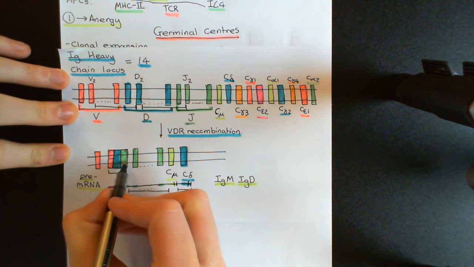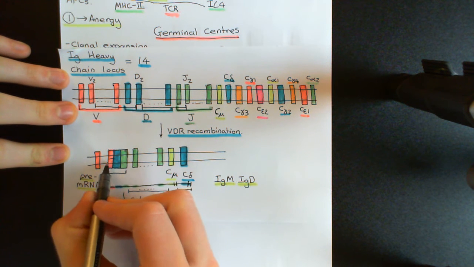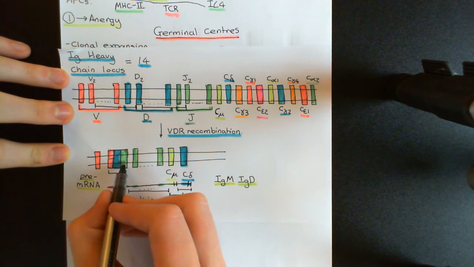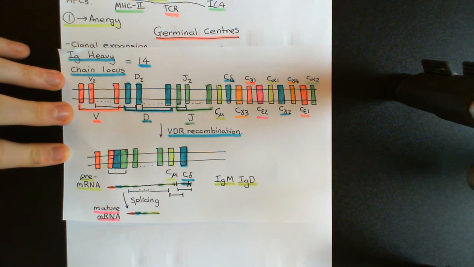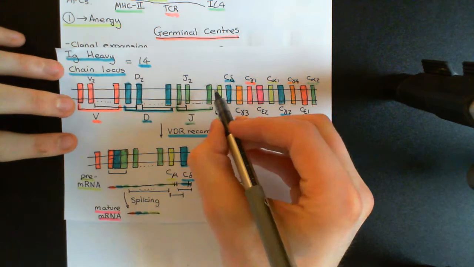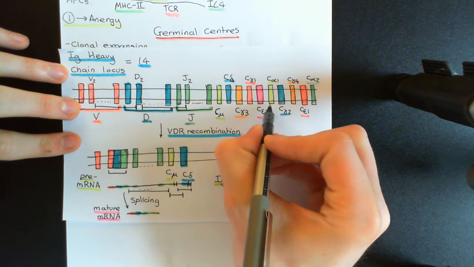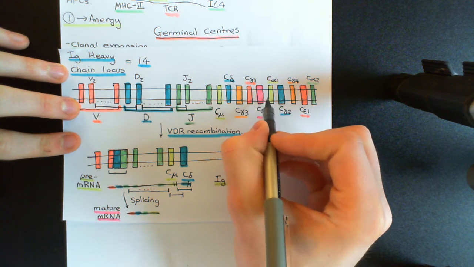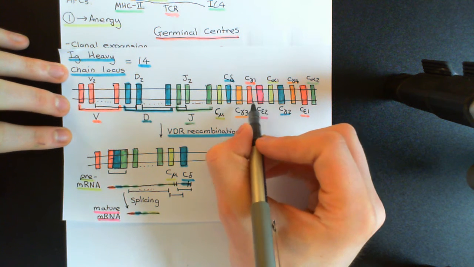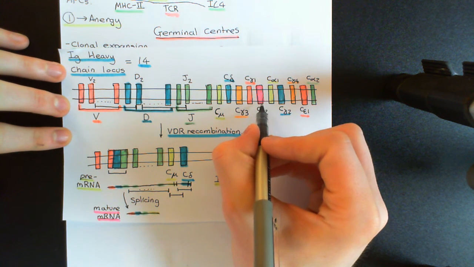Okay, and this is the region that they'll be introducing point mutations into, where we've got the selected variable diversity and joining gene segment, which codes for the variable region of the immunoglobulin heavy chain. Now, what can happen in these B cells in the B cell germinal center is that they can start cutting huge bits of the DNA out, and this is how they're actually going to change which immunoglobulin heavy chain constant region they're actually going to use.